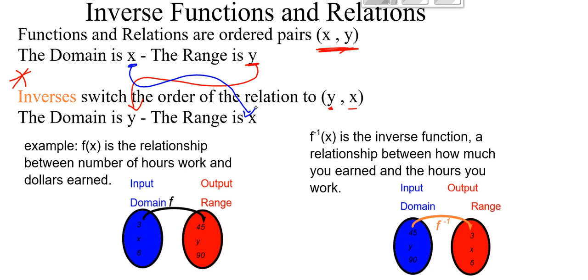Think of this example I threw together here. Think about the relationship between the number of hours you work and dollars earned. If you have a job, most of your first-time jobs are going to be hourly jobs, so the more hours you work, the more money you make. That would be our f of x relationship. If we work 3 hours, we make $45. That's our x, our y. Work 6 hours, make $90.